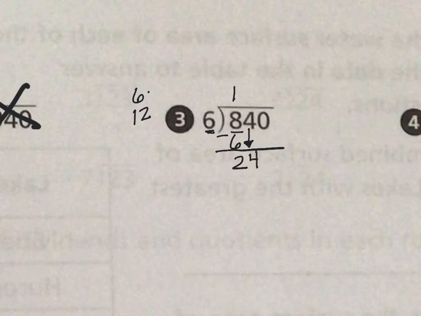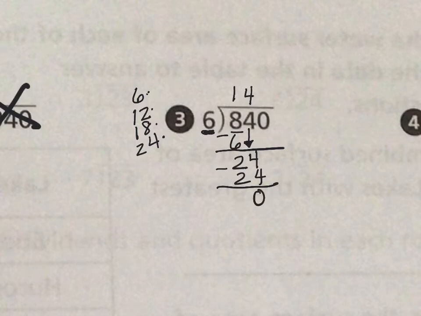How many times does 6 fit into 24? I got to keep counting over here. 6, 12, 18, 24. Ooh, perfect, right? How many times was that? 1, 2, 3. It fits in 4 times. And 4 times this number again. 4 times 6 is 24. I subtract. 24 minus 24 is 0.